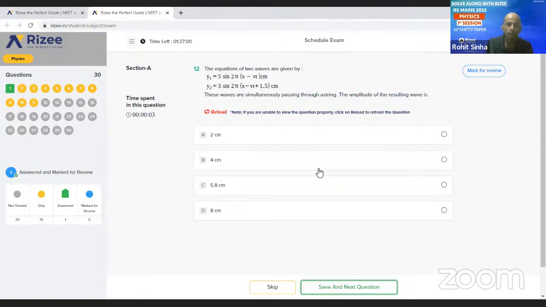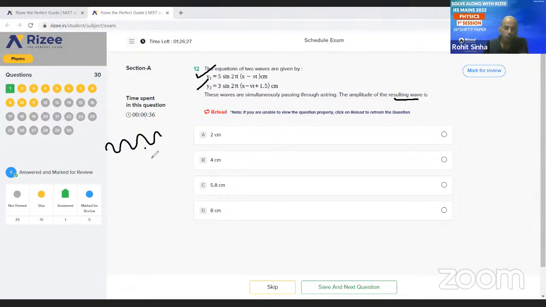Now let's see this question. Good question. So try this. See here, y1 is given, y2 is given. Two waves are given, y1 and y2. These two waves, let us suppose they will interfere. Superposition will occur. So we have to find what will be the amplitude of the resulting wave.